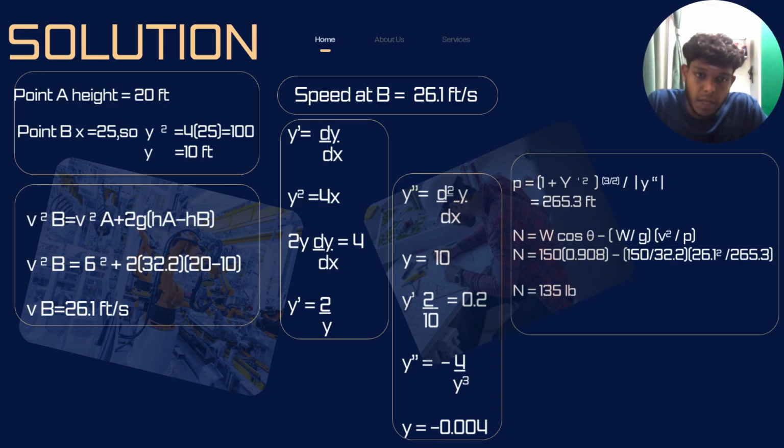Which is 265.3 feet. From this value we can substitute into the formula: N equals W cos theta minus W over g times v squared over rho. Then we find the normal force value, which is 135 lb, which is pounds. Thank you, that's it.